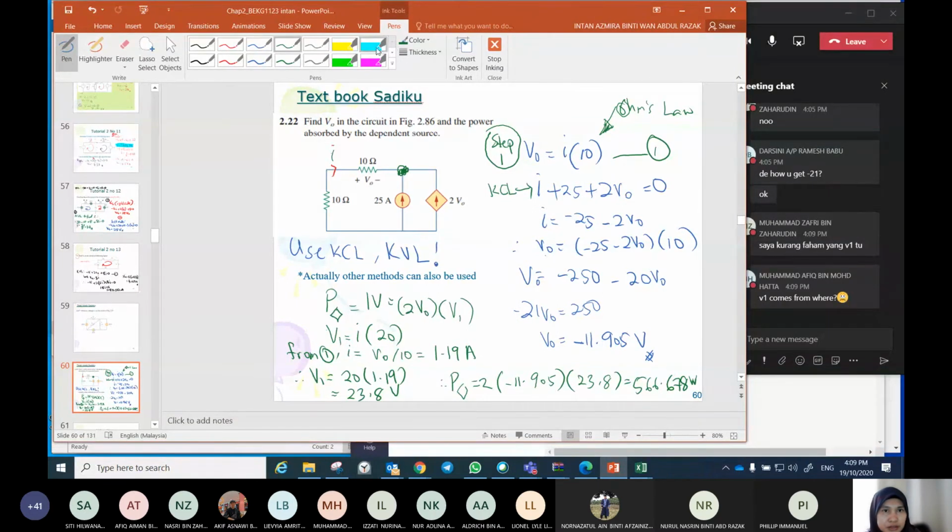V1 is, okay, the power of this diamond is equal to IV, right? I is the current that flows through this path. It is 2V naught, of course, it is 2V naught, multiplied by the V. V is the voltage drop across this path, across this 2V naught. It is equal to the voltage drop across the 25 amp because this is a parallel circuit. Okay, this is a parallel circuit.